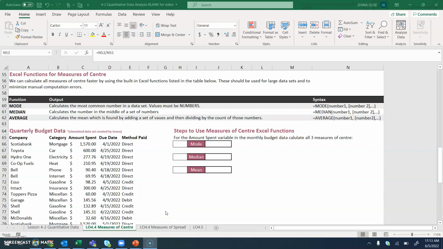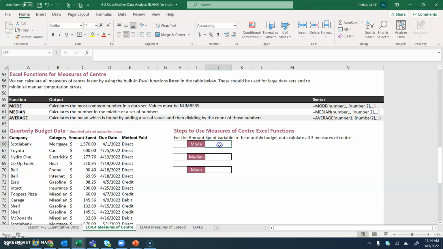In this video, we'll look at the faster way of calculating measures of center using built-in Excel functions. You can use these functions on larger datasets, and it helps to make sure you don't make any mistakes. The functions for calculating our three measures of center are mode, median, and average. It can take a little bit of time to remember that the mean is not calculated using the formula mean. We use the formula average instead, which is the more common name for a mean.